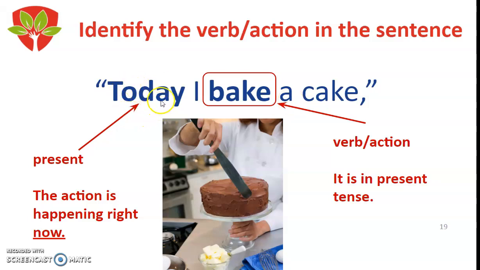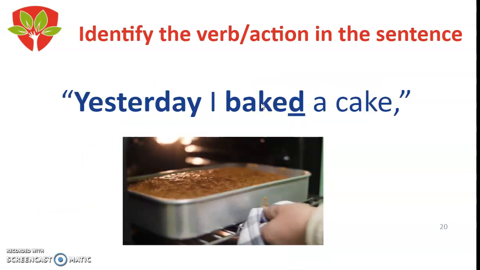So as you have in here the word today, when we have the word today in a sentence, that means that the whole sentence is in the present tense, okay? So that means that the action is happening right now. So in this case, the verb is in the present too, okay? So let's move on. Let's identify the verb, the action in the sentence.